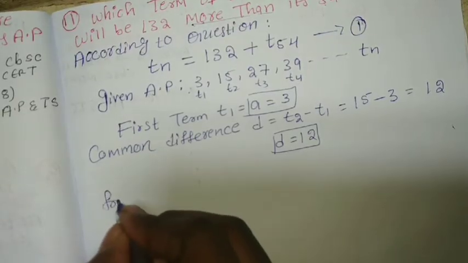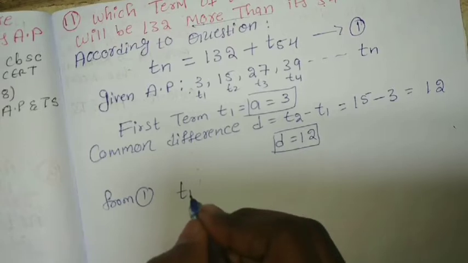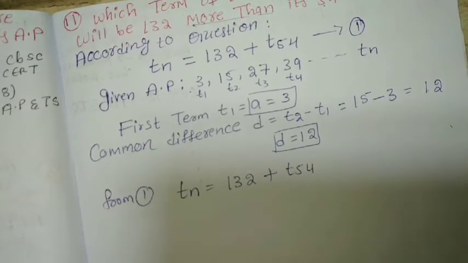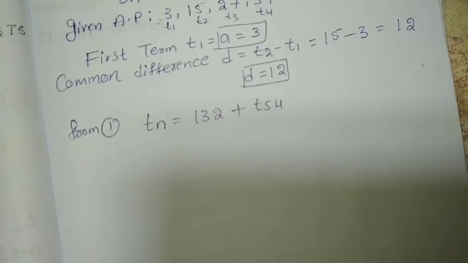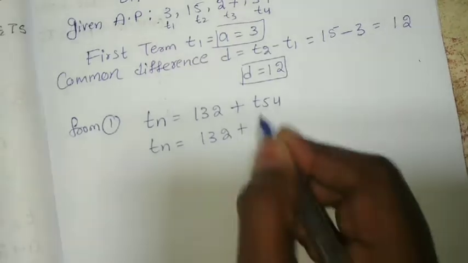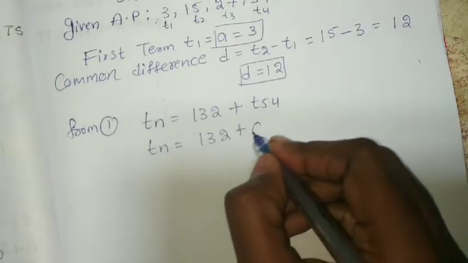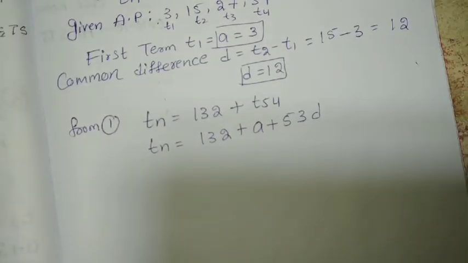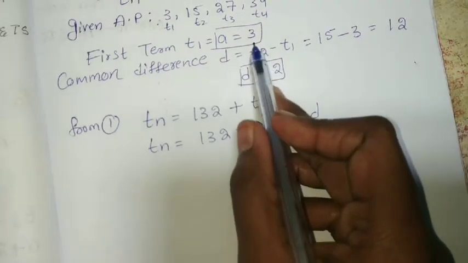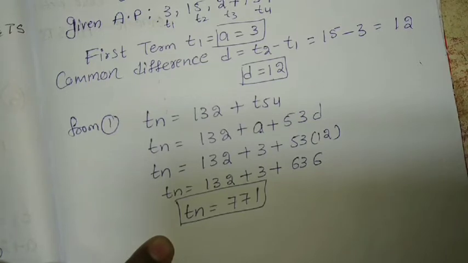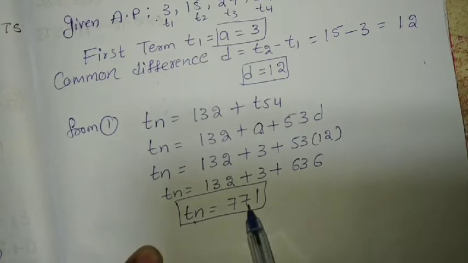Now next, what is the process here? From equation 1, term n is equal to 132 plus term 54. That is the 54th term we have. What is the formula for the 54th term? A plus the preceding number, 53D. A plus 53D. Nothing else we are doing here, just substituting. In the place of A, that is 3, and in the place of D, that is 12. Substitute first, and then we get the nth term, that is 771. Understand this process?